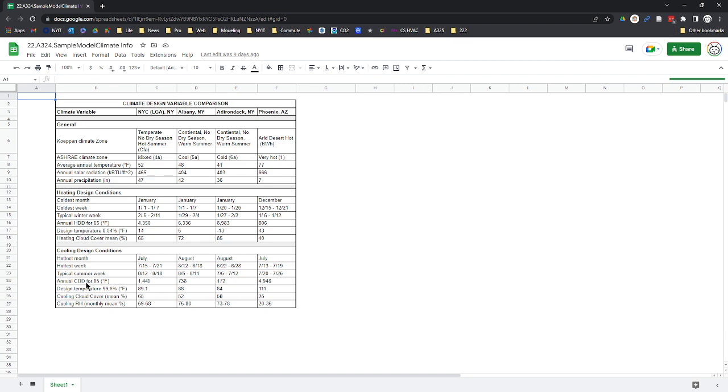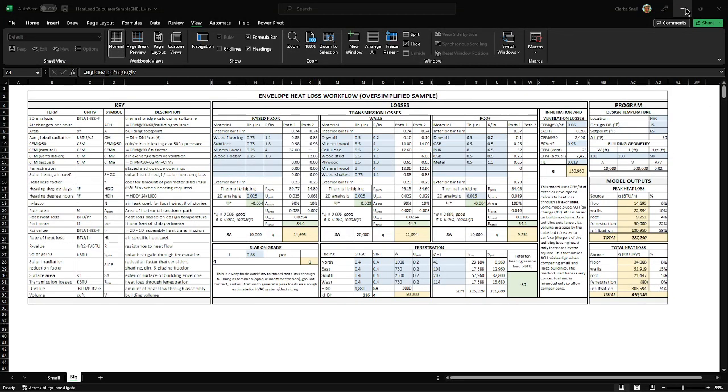And heating degree days and cooling degree days are central to this because that's telling us when we're heating and cooling. But when we get into peak loss, we're talking about how much energy we're losing when the building is in the worst case scenario, when it's either the coldest or the hottest outside.